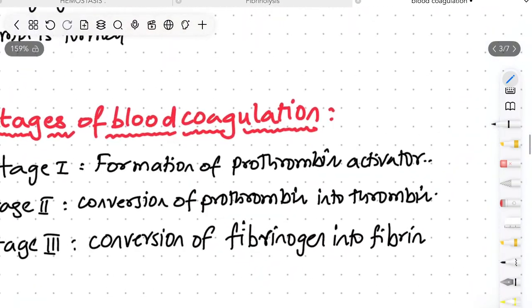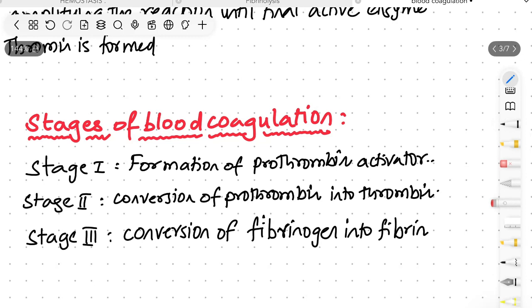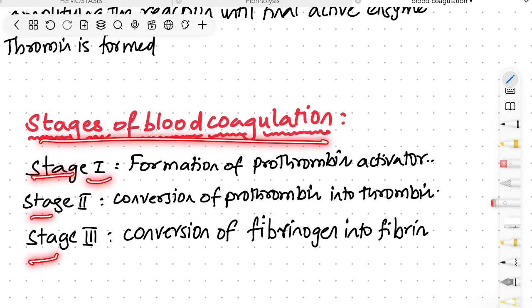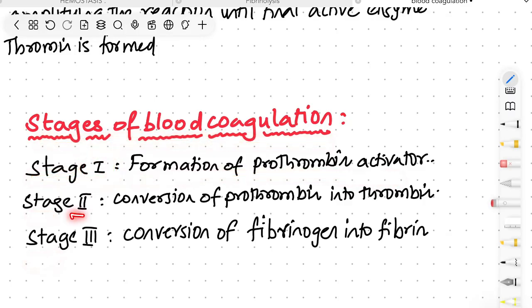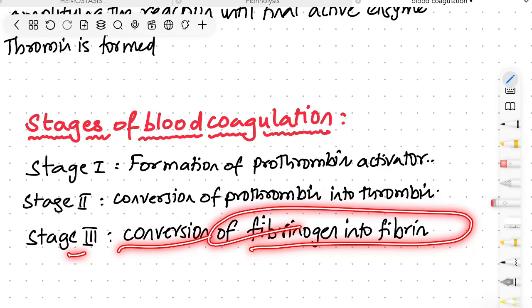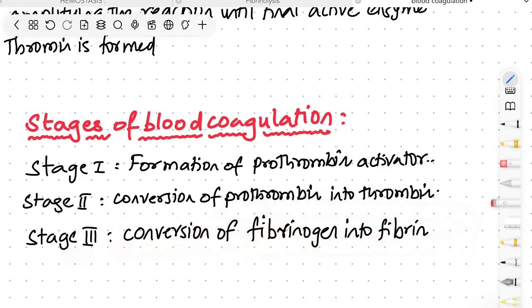Okay, now we look into the stages of blood coagulation. There are totally 3 stages of blood coagulation. Stage 1 is the formation of prothrombin activator. Stage 2 is the conversion of prothrombin into thrombin. Stage 3 is the conversion of fibrinogen into fibrin. So there are totally 3 stages. We will be understanding each stage in detail.